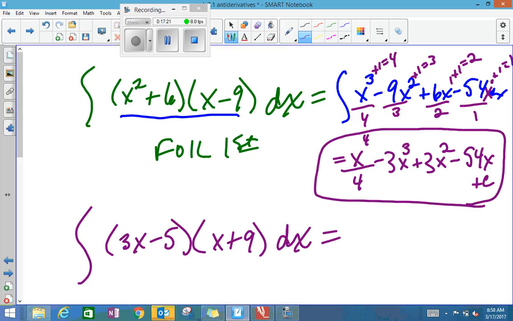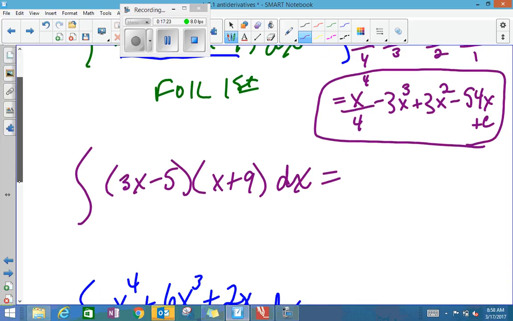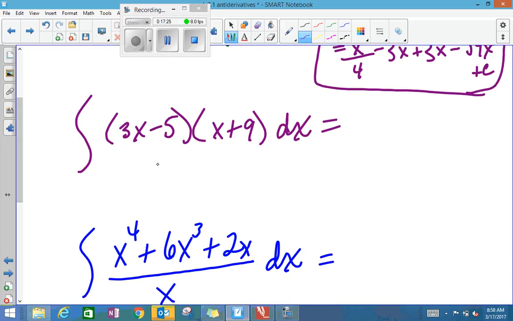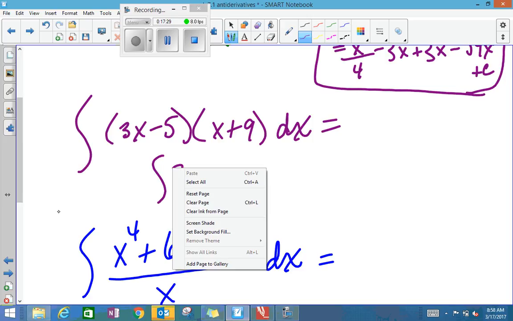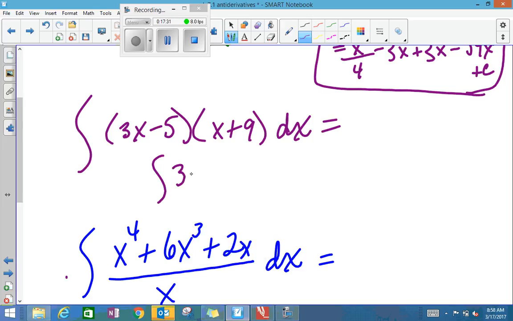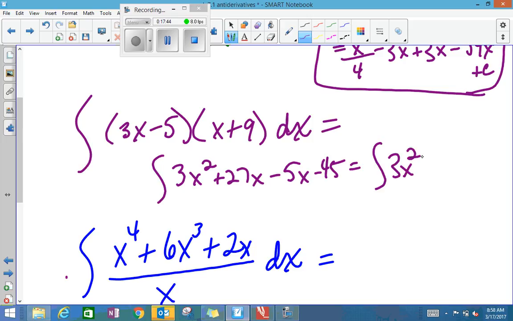Okay, let's try another one. So again, first I'm going to rewrite by FOILing, so I get 3x squared plus 27x minus 5x minus 45. Combine like terms, I get 3x squared plus 22x minus 45 dx. So now I integrate.